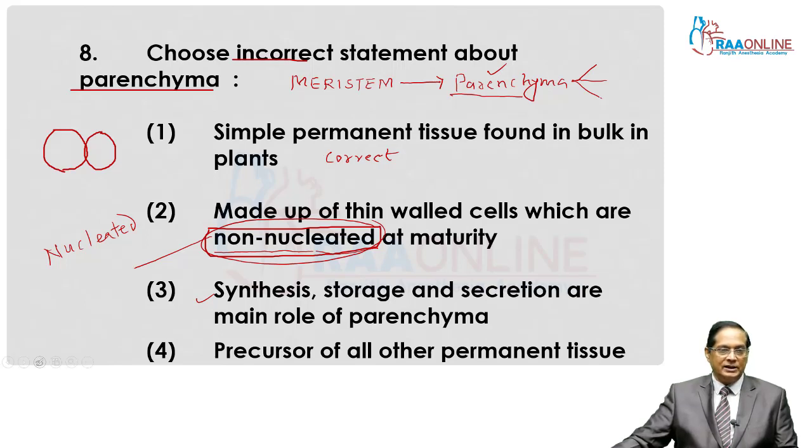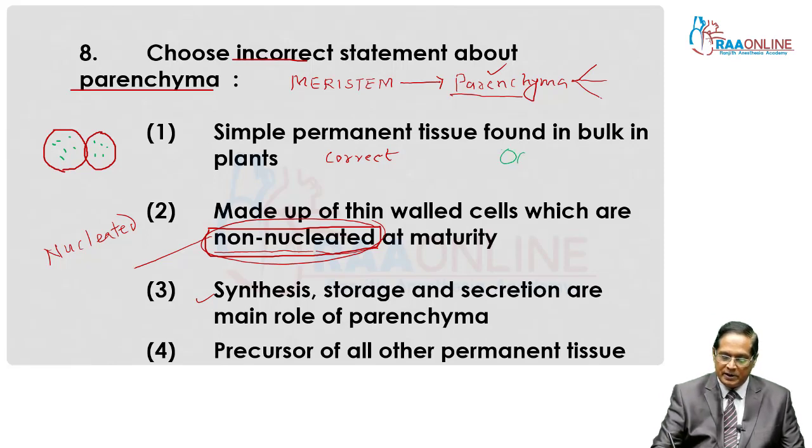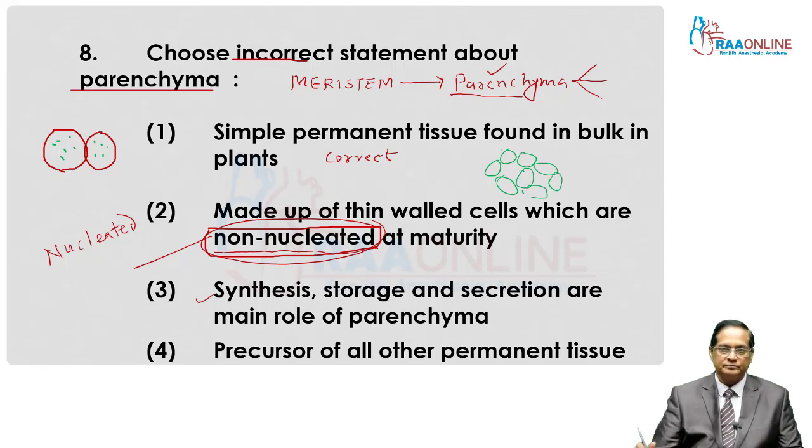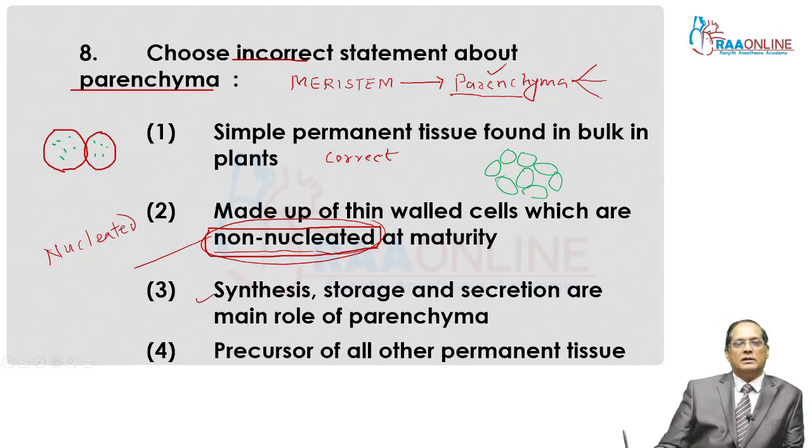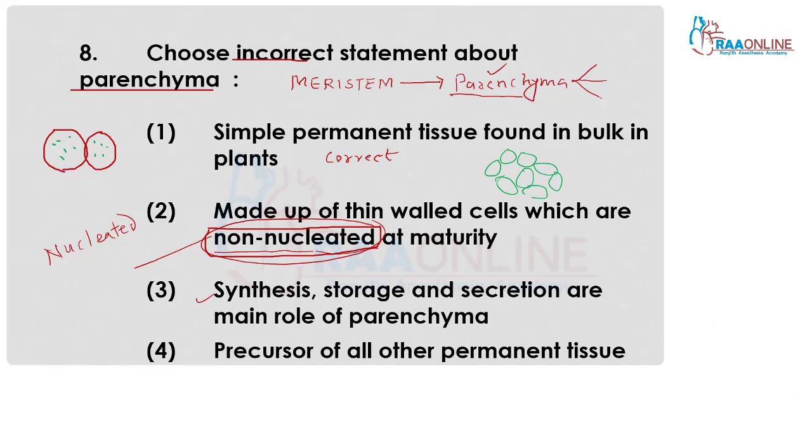If parenchyma contain chloroplast, they are called chlorenchyma. And if these parenchyma are arranged in a loose manner, then they constitute aerenchyma. So these are all the types of parenchyma. The first one is chlorenchyma, that is with chloroplast. The second one is aerenchyma with large air spaces.